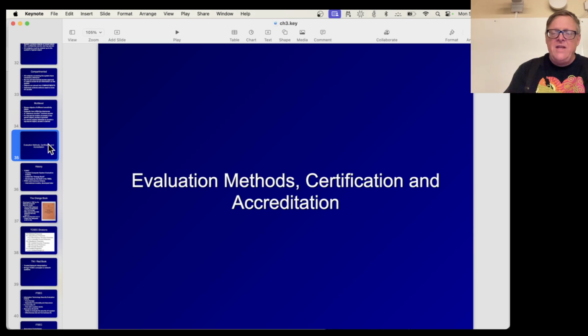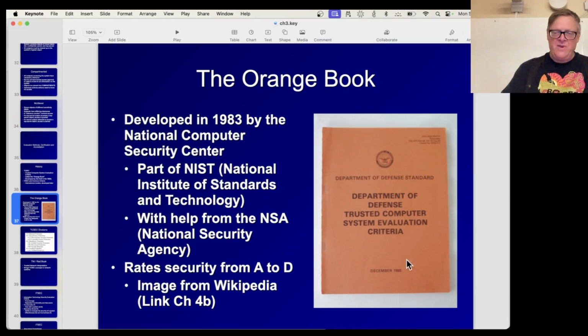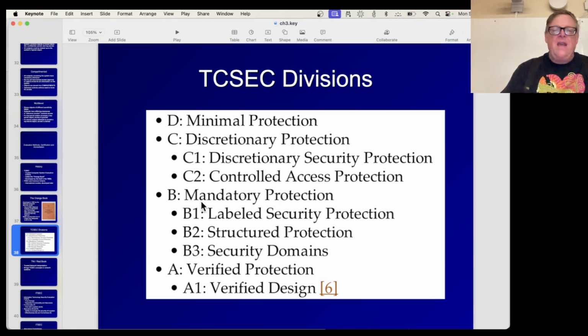So then you evaluate these things. TCSEC was the Orange Book developed by DoD in the 1980s. That was the original one, Trusted Computer System Evaluation Criteria, that determined these terms we talked about before, like the reference monitor. And then ITSEC and Common Criteria are international models that came later. So this was the Orange Book, developed in 1983, part of the NIST with the NSA, and it rates security from A to D. And like at a college, A is the best and D is the least.